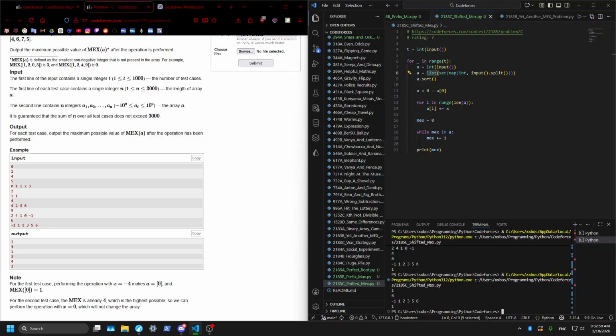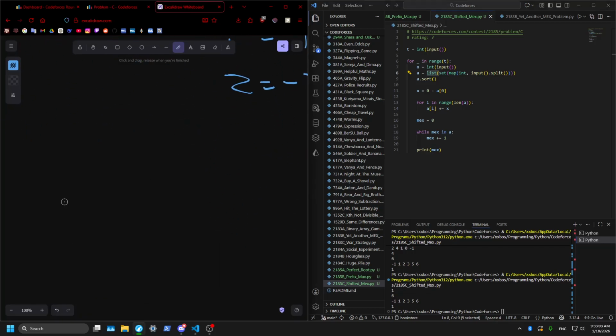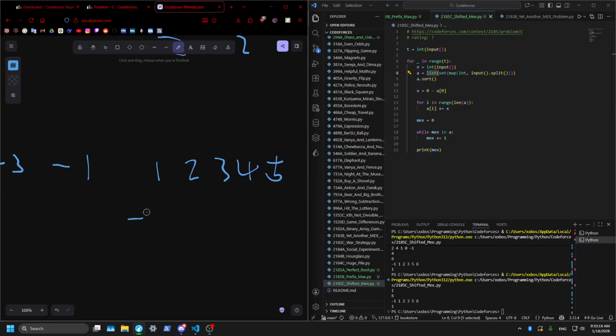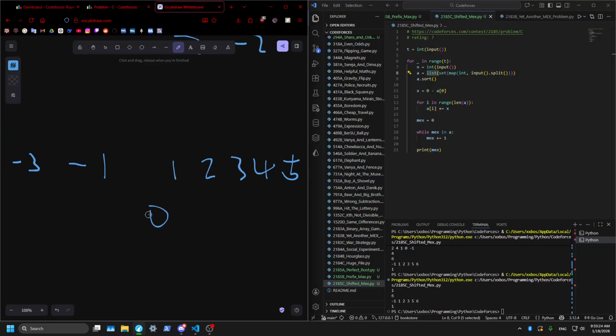What's another case where you would shift it down? Like -3, -1, 1, 2, 3, 4, 5. Instead of making this 0, 2, make it -1, or you make it 0, -2, -4, 0, 1, 2, 3, 4, right?